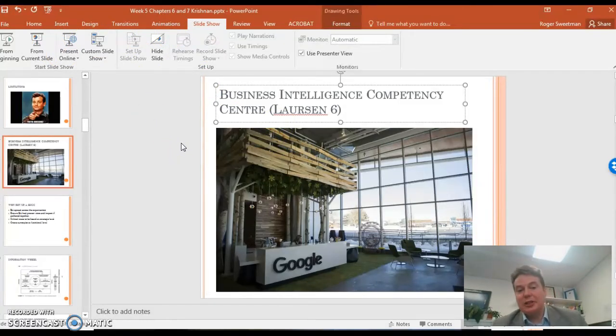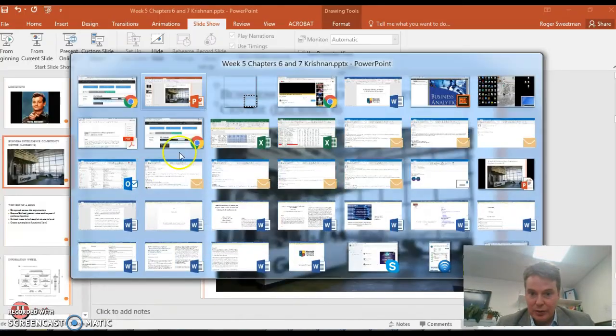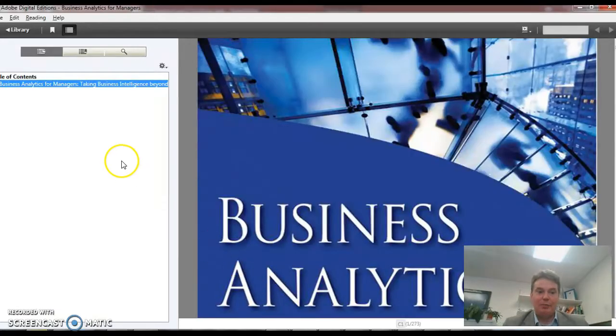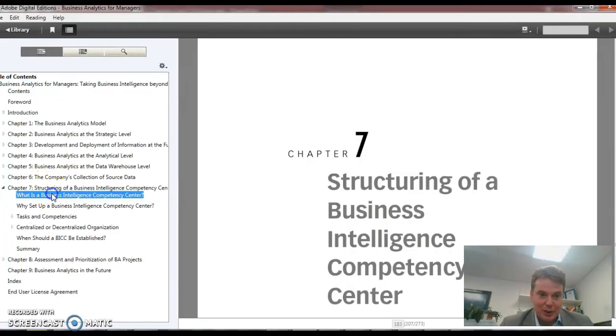So, if you're wondering where am I going to find the Business Intelligence Competency Centre chapter in Larson, you download the digital editions from the library website. You can rent out the Larson book. So if I go to digital editions, I go here, I have my book, I click on my table of contents, I go down and it is chapter 7. My apologies. So structuring a business intelligence competency center.